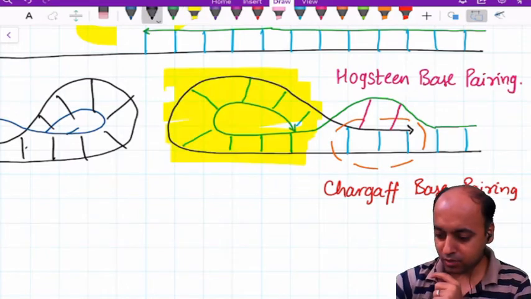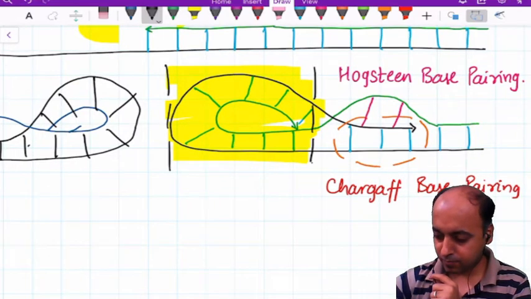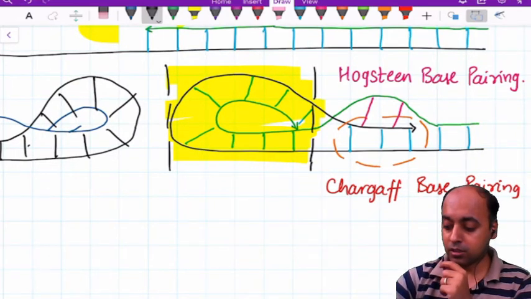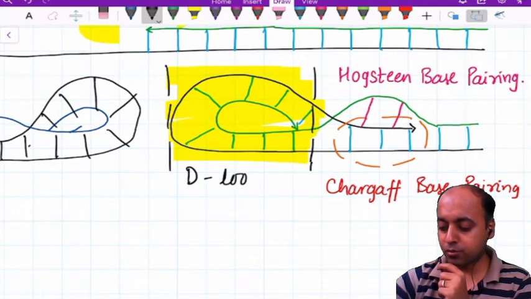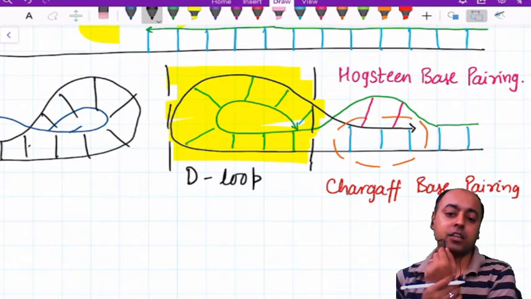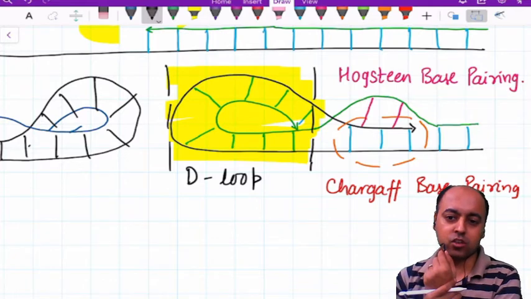The structure that you see, it is called the D loop. Resembles the letter D, and therefore it is called the D loop. D loop is a feature of the telomere.